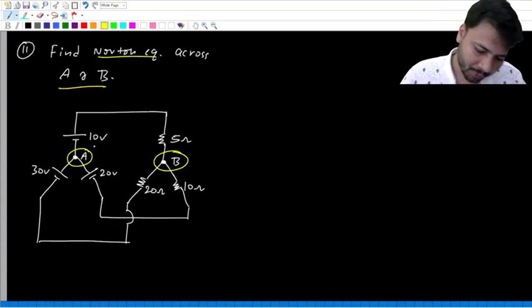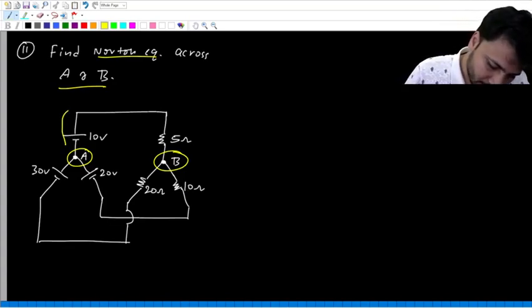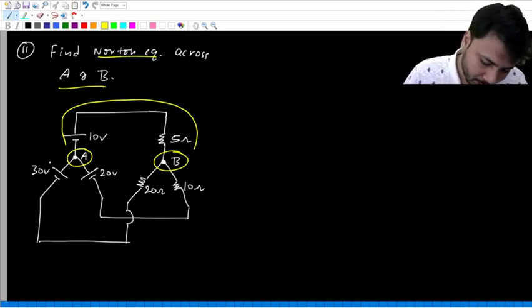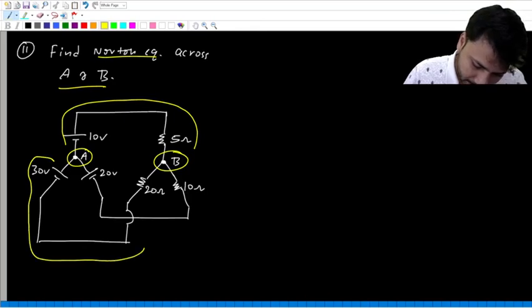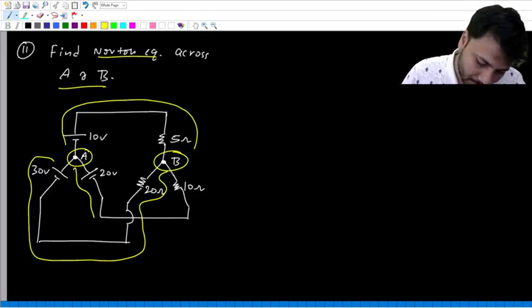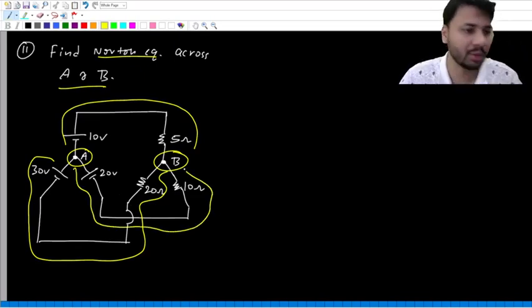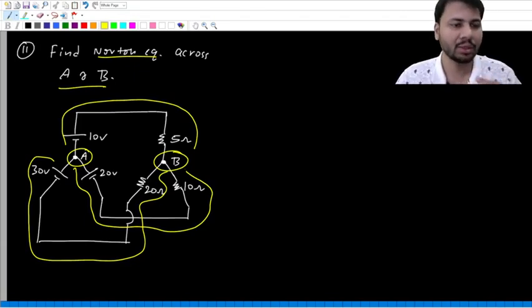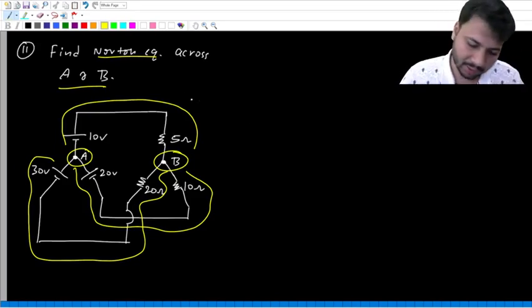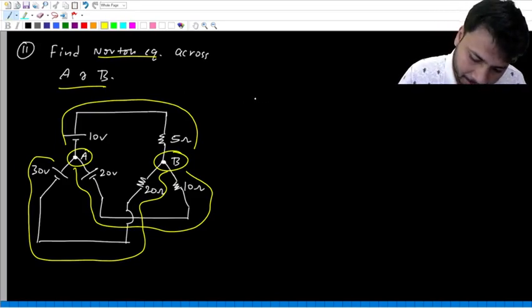Norton equivalent means what? This entire network should be replaced with one single current source in parallel with one single resistance. Okay. Now if you observe, this voltage source is in series with 5 ohms between A and B. This 30 volt source, it is in series with 20 ohms also between A and B. And this 20 volt source, it is in series with 10 ohms also between A and B. Yes. So between A and B, we have three branches in parallel. Every branch contains a voltage source in series with resistance. Okay. So you have to redraw this.